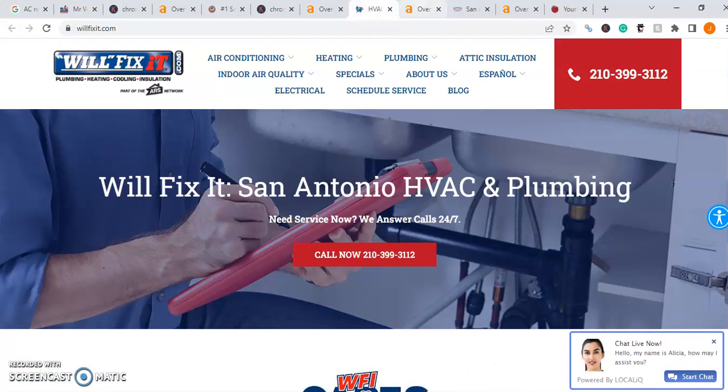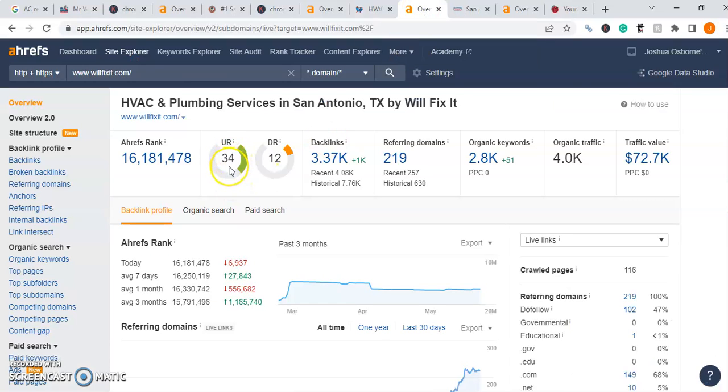We have Will Fix It. They also ranked on the first page. Let's take a look at their external SEO. They have a 34 UR and a 12 DR. Puts them in the top 100 for 2.8K keywords, and it generates about 4,000 users every single month.